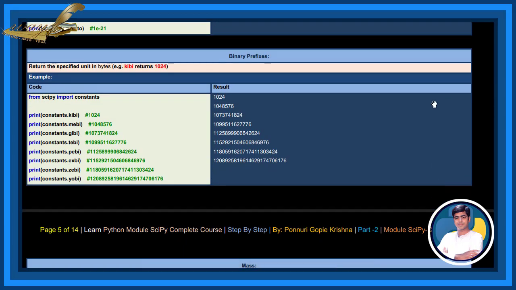Binary prefixes. Return the specified unit in bytes. KiB returns 1024, that is kilobytes. See, print KiB, maybe GiB, TiB, PiB, EiB, ZiB, YiB. See, the result is like this.